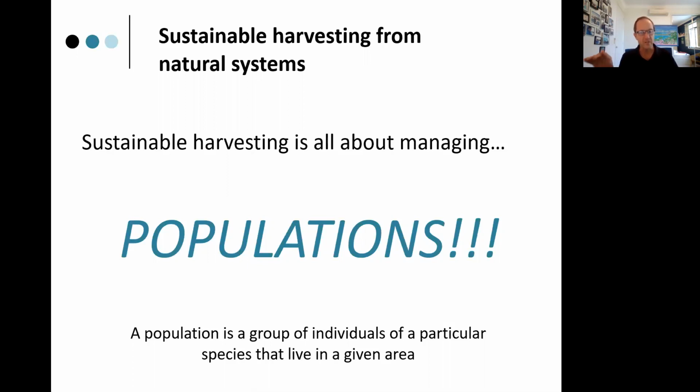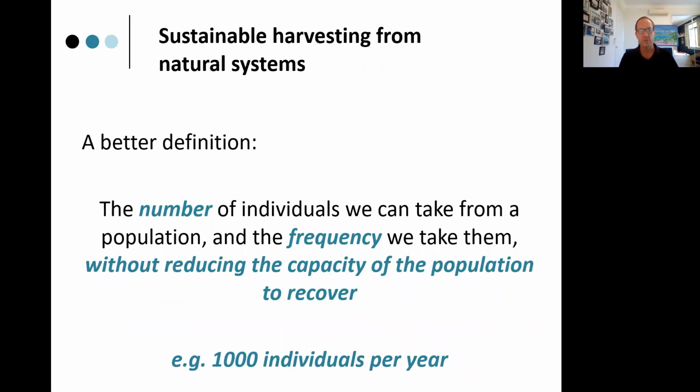if the population's going down, that's not a good sign. If the population's stable or going up, we're normally pretty happy. Whales are a good example where every year there's more whales than there was the year before. So I'd argue in most cases, we're probably doing a reasonable job now with managing whale populations, although different species have different threats. So a better definition is the number of individuals we can take from a population and the frequency we can take them without reducing the capacity of the population to recover.